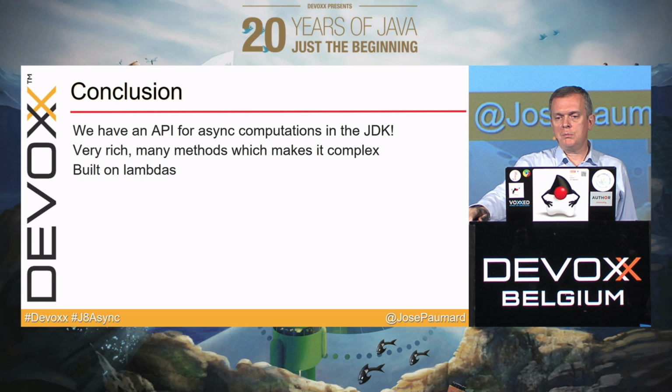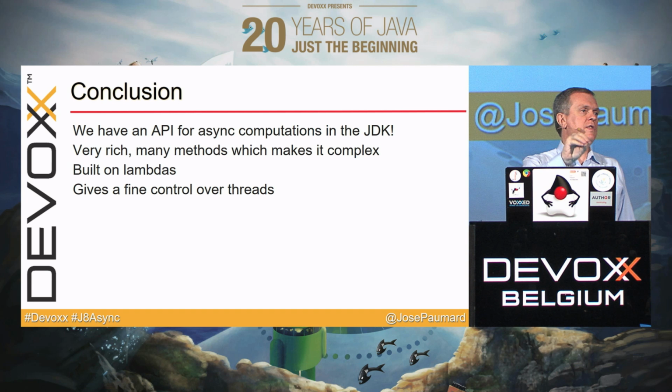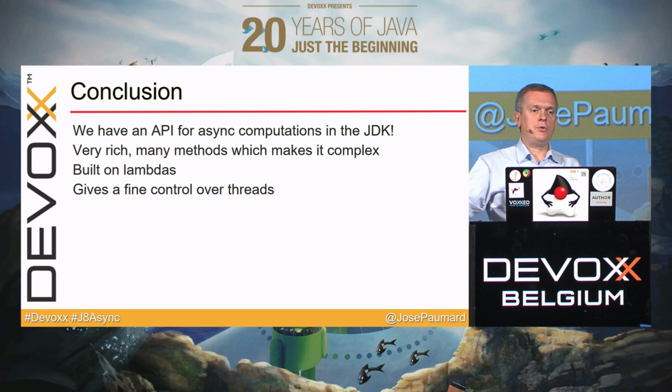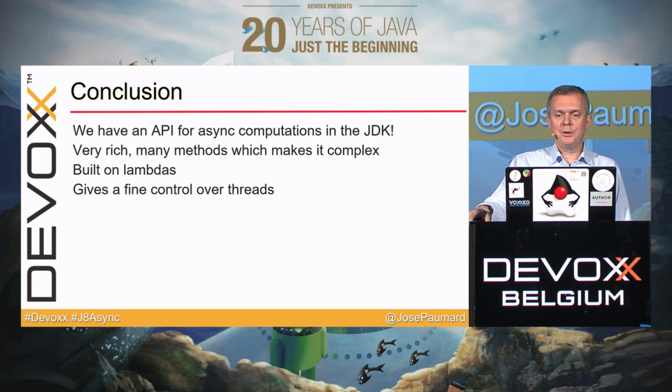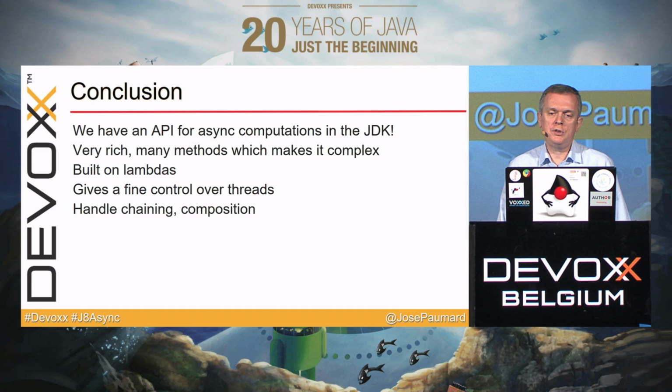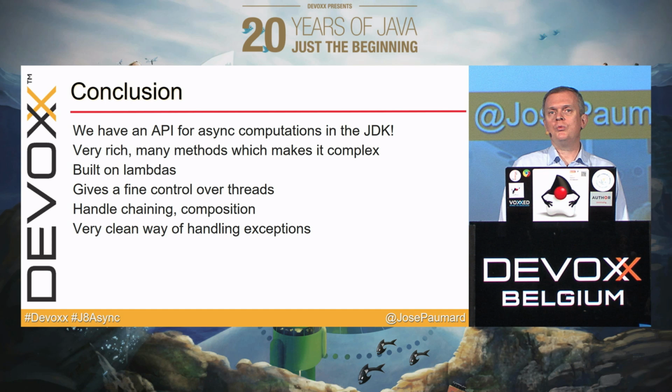We have a very fine control of threads. I can really decide for each task to be run in that special thread. Is it an I/O thread? Is it a computation thread? Etc. If it reminds you of something from RxJava, it might probably be a good idea, a good way. It handles chaining with a lot of semantics, one-to-one, two-to-one. It also handles computation, and with a very clean way of handling exceptions, which is very nice because we didn't really have that in a previous API.